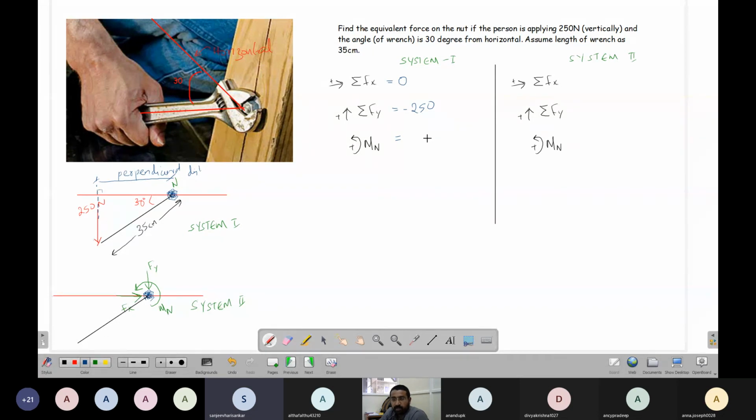Sorry, 35 cos 30. So what is the total answer? You don't need to give the answer, just tell the formula. How do you find it? 250 into 35 cos 30. What is the unit of 35? Centimeters. Okay, if this is in Newtons, try to do it in millimeters. If it is kilonewtons, try to do it in meters. So for Newtons, in millimeters it is 350, right? 350, that is also right here. Then cos 30. Now what is the sign of this? Plus or minus?